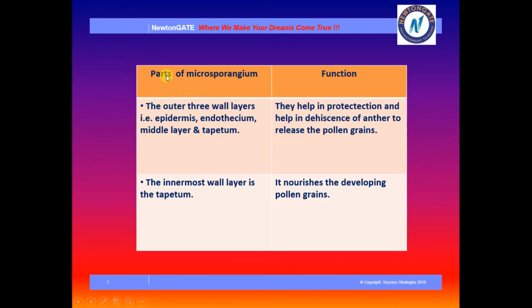Now we have studied that there are four layers. What is the function of these layers? The three layers, that is the epidermis, endothecium and middle layer, help in protection and help in the dehiscence of the anther to release the pollen grains. The innermost wall layer is the tapetum, which nourishes the developing pollen grains. So these are the functions of the wall layers present in a microsporangium.